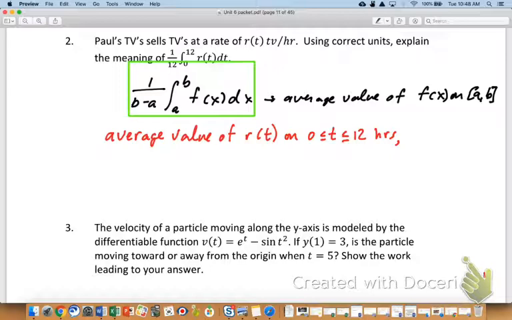Let me finish with my units here because it goes right to your point. Measured in... What is R measured in? TVs per hour.